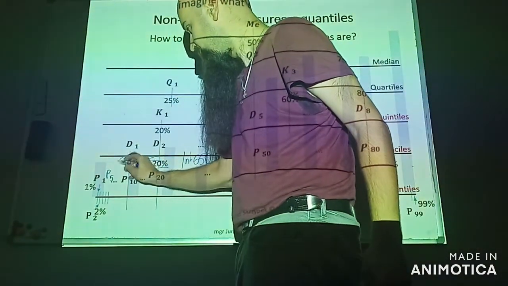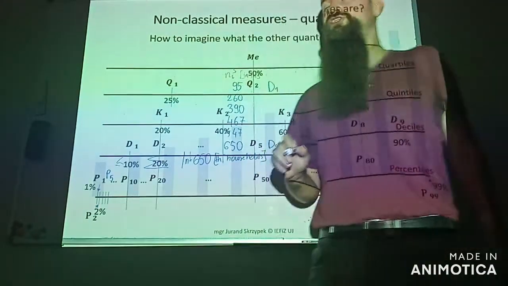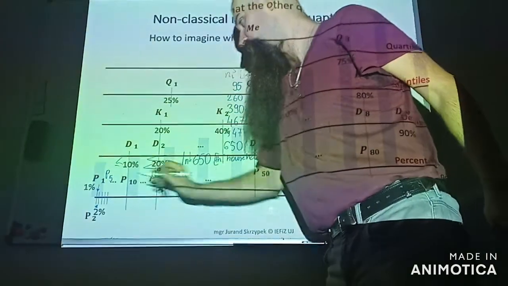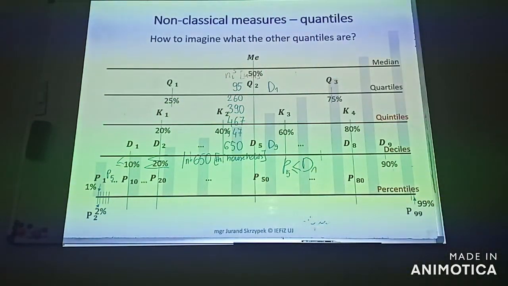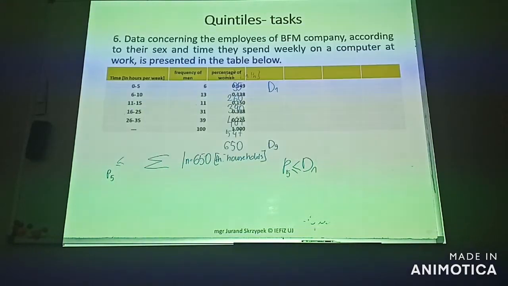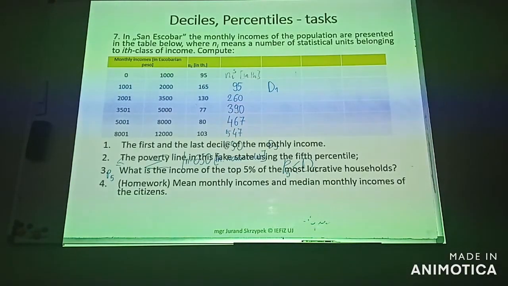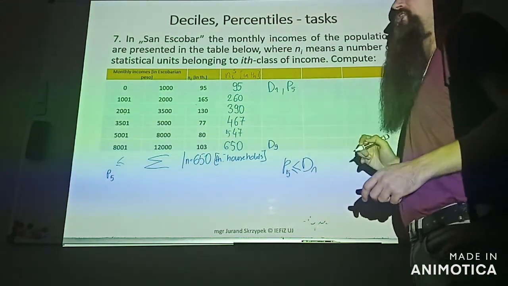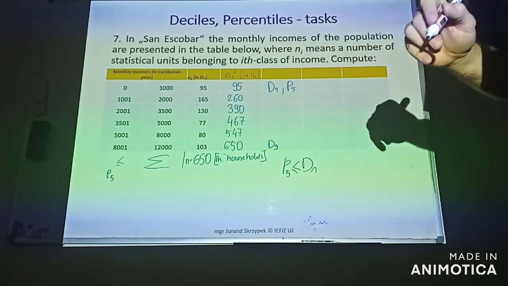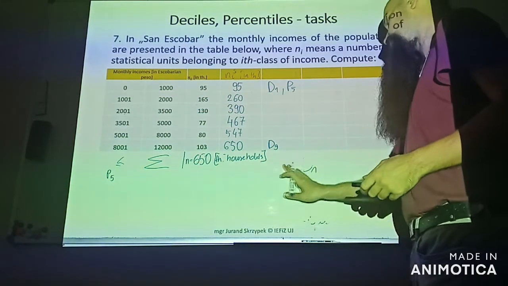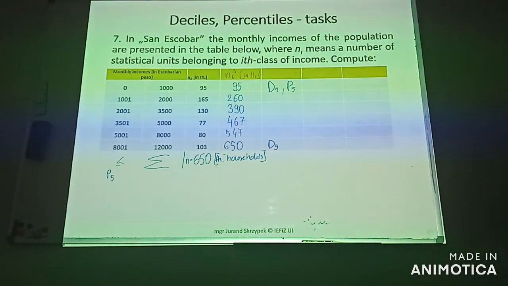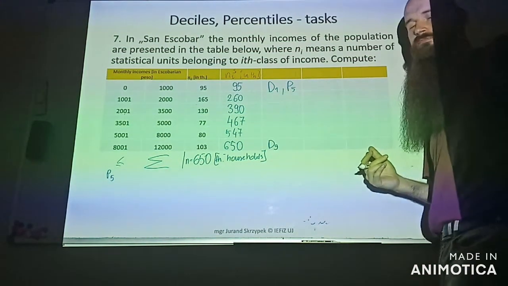We know that the first decile is for sure equal or greater than the fifth percentile. So for this reason, we know for sure that the fifth percentile is placed in the same class. But of course, we can make some proper computations that indicate the class of the fifth percentile.